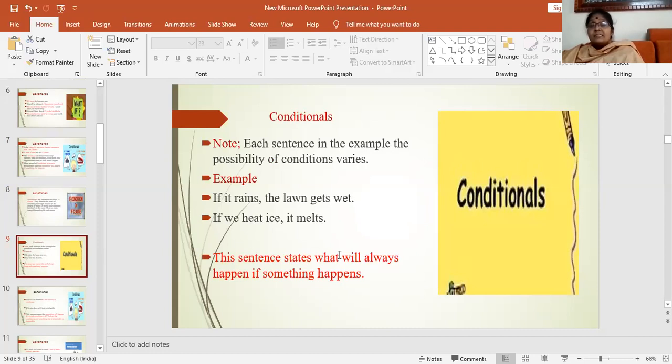Now, this sentence states what will always happen if something happens. That is, if it rains, the lawn will always get wet, right? Or if we heat ice, definitely it will melt, right? It's not that sometimes it may or sometimes it may not. It is going to happen, right? So this is one type.